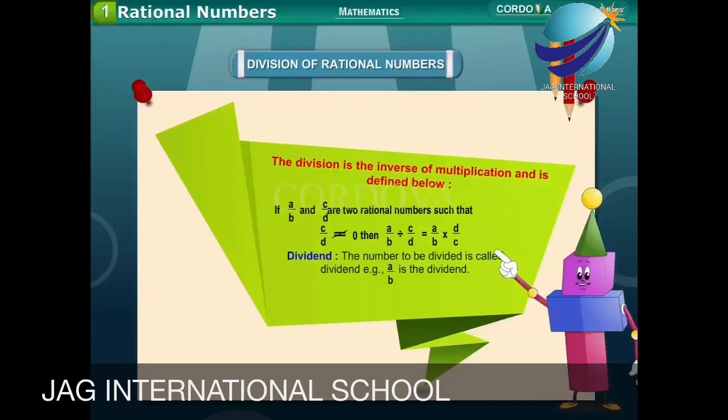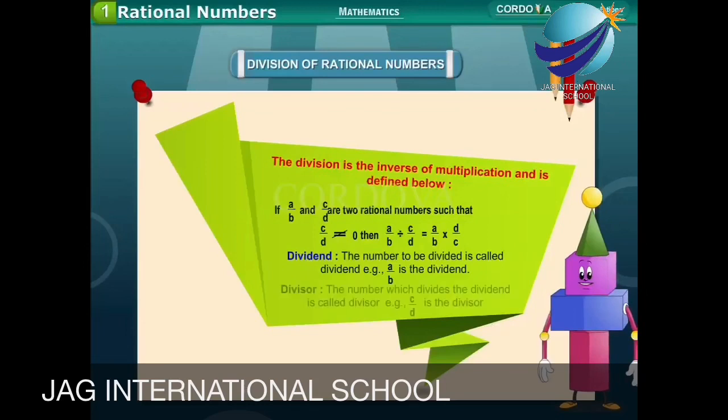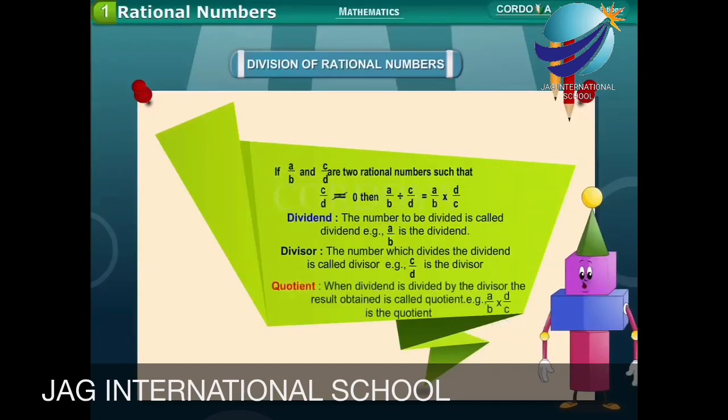Dividend. The number to be divided is called dividend. For example, a/b is the dividend. Divisor. The number which divides the dividend is called divisor. For example, c/d is the divisor. Quotient. When dividend is divided by the divisor, the result obtained is called quotient. For example, a/b × d/c is the quotient.